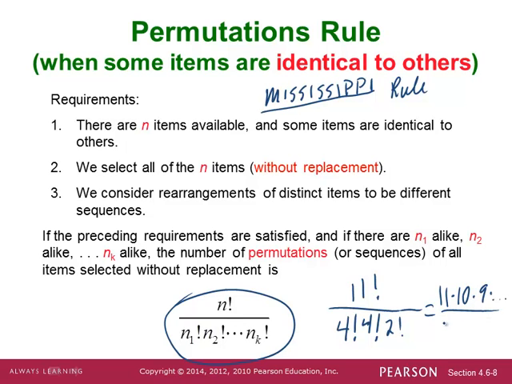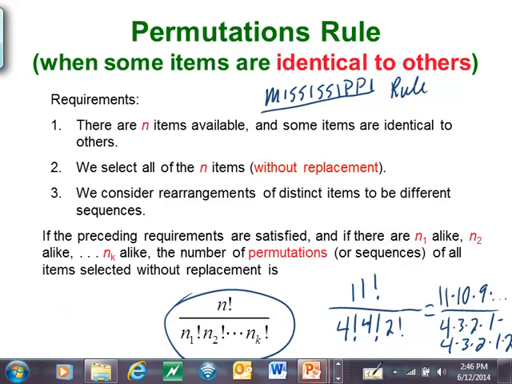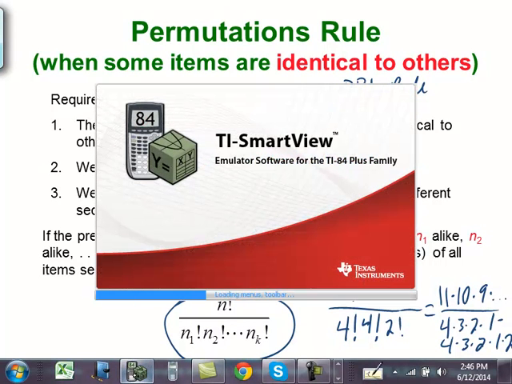Divided by 4 factorial, which is 4 times 3 times 2 times 1. And 4 factorial is 4 times 3 times 2 times 1. And then times 2 factorial, which is 2. But let me show you an easier way. I'm going to actually fire up my calculator here. I wasn't going to do it, but I've changed my mind. I'll show you how to do it on my graphing calculator.